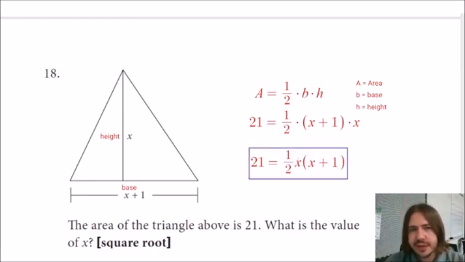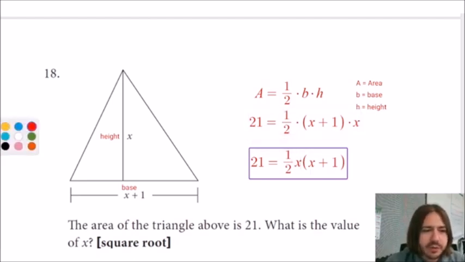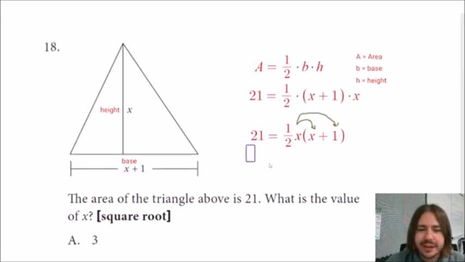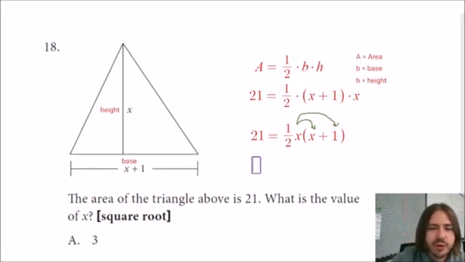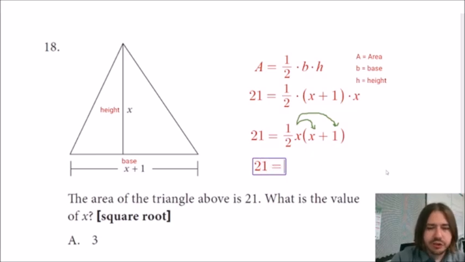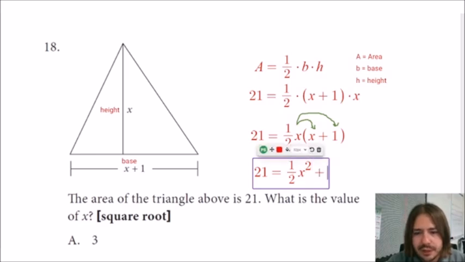If you don't see a symbol in between a number and a variable like this, it's assumed to be multiplication anyway. So then from here, you would use the distributive property and multiply 1/2 x to both x and 1. What we're trying to do is rearrange this equation so that we can isolate x. And to do that, we have what's called a quadratic equation here, which means that we're going to end up with an x squared, which you're going to see here: 1/2 x squared plus 1/2 x.